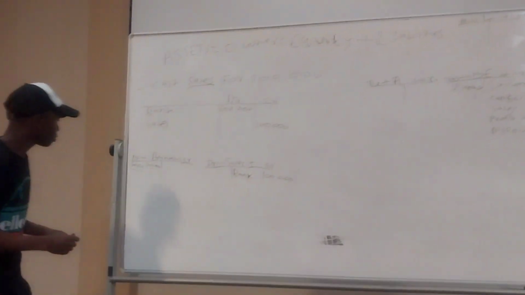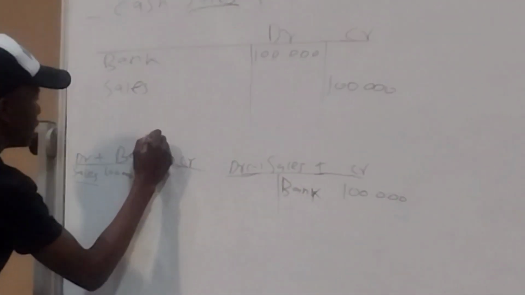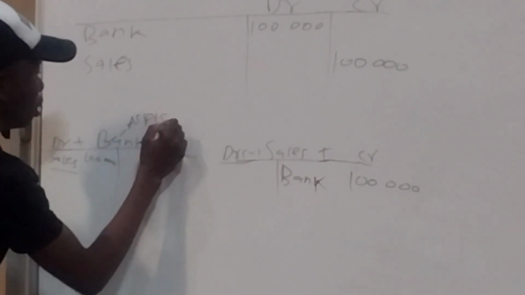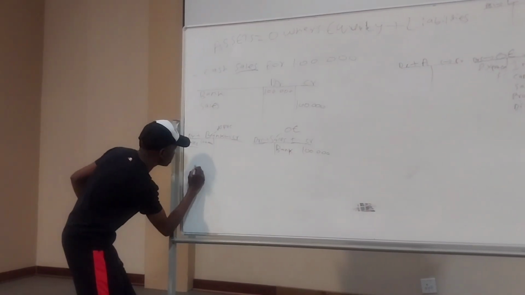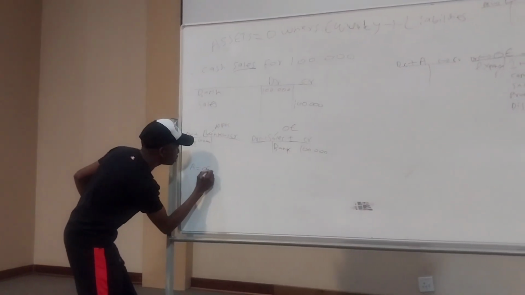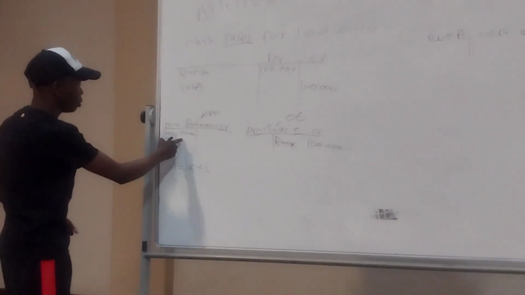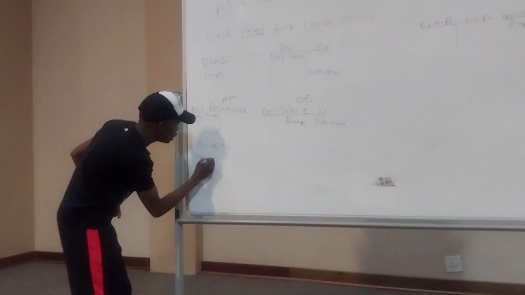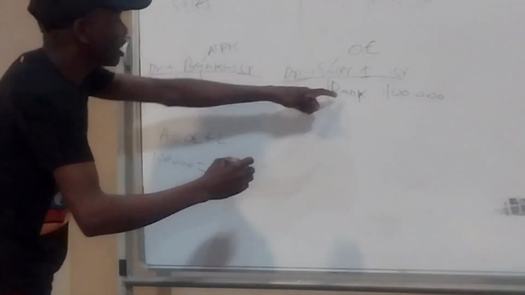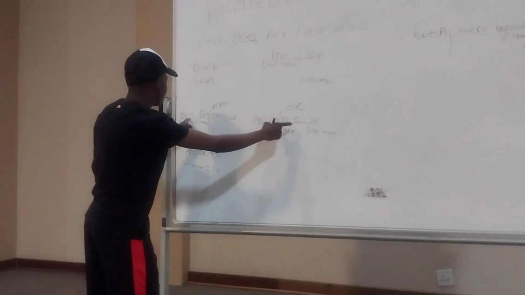Okay, let's check. Under assets, we have bank. This thing is an asset. Not forgetting this one is an owner's equity account. The accounting equation says that assets is equal to owner's equity plus liabilities. Now you know the balance of an asset is this bank. You're going to have 100,000 equal to the 100,000 of the owner's equity. And let's check the signs. It is positive. It is positive.